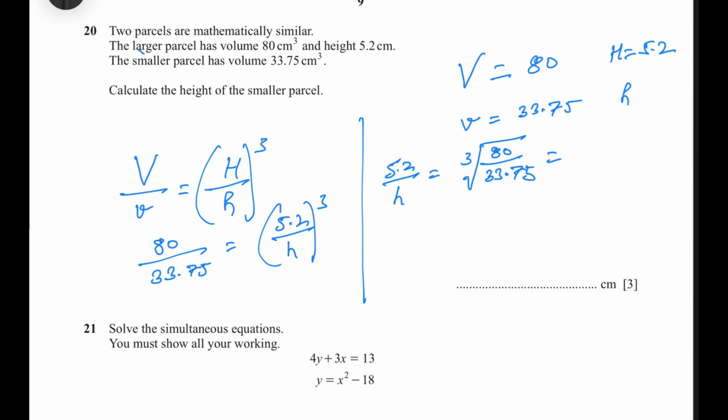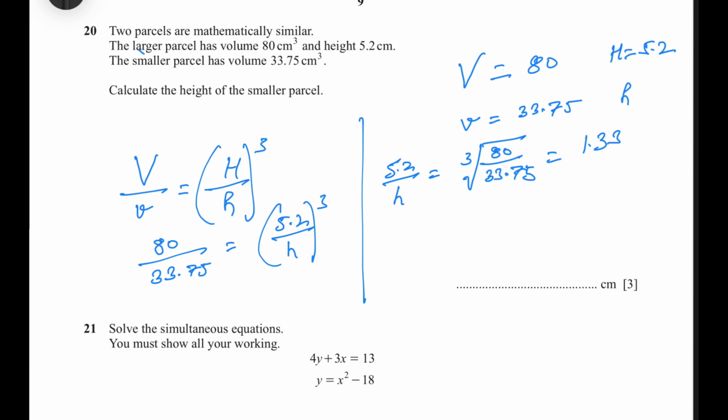First of all, 80 divided by 33.75 is actually 2.37. Now taking the cube root of this, just a minute, I think the battery of my calculator is low. So we have to take the cube root of 2.37, which is 1.333. So just write 1.33. That's the answer of this.